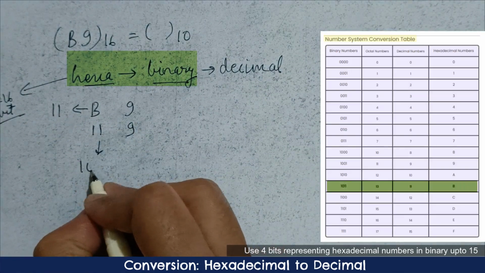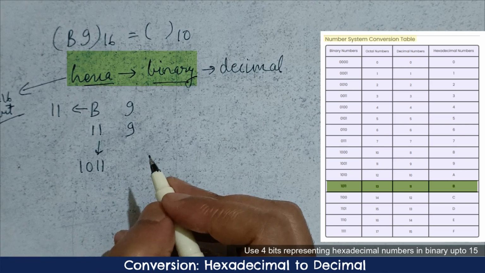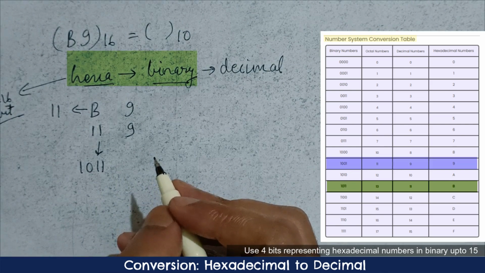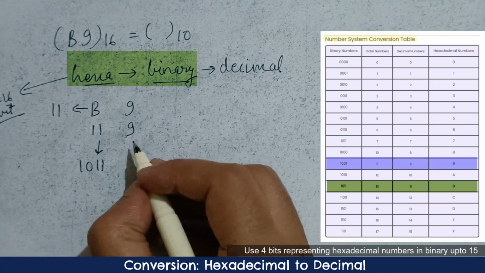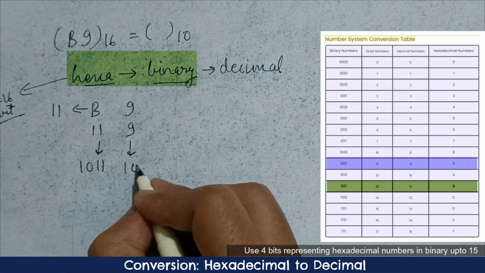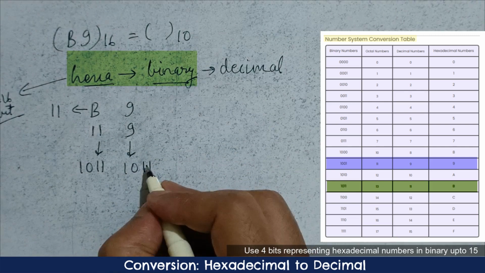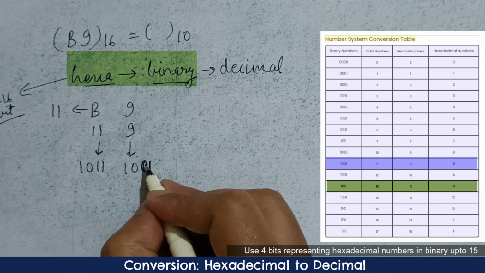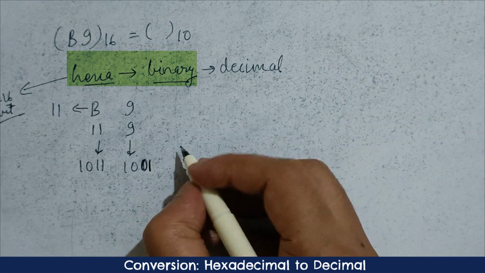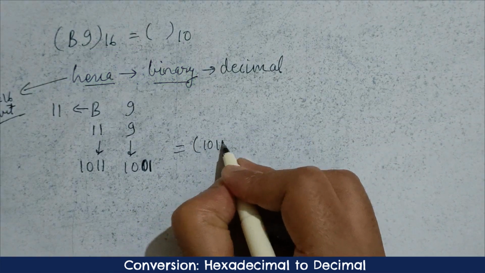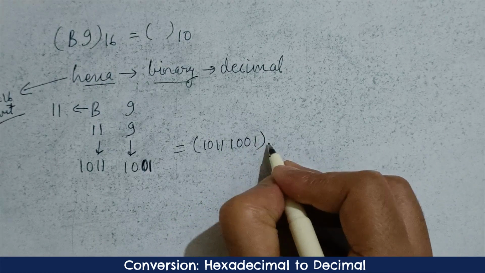We can write 11 as 1, 0, 1, 1, and 9 as 1, 0, 0, 1. So, required binary will be 1, 0, 1, 1, 1, 0, 0, 1.